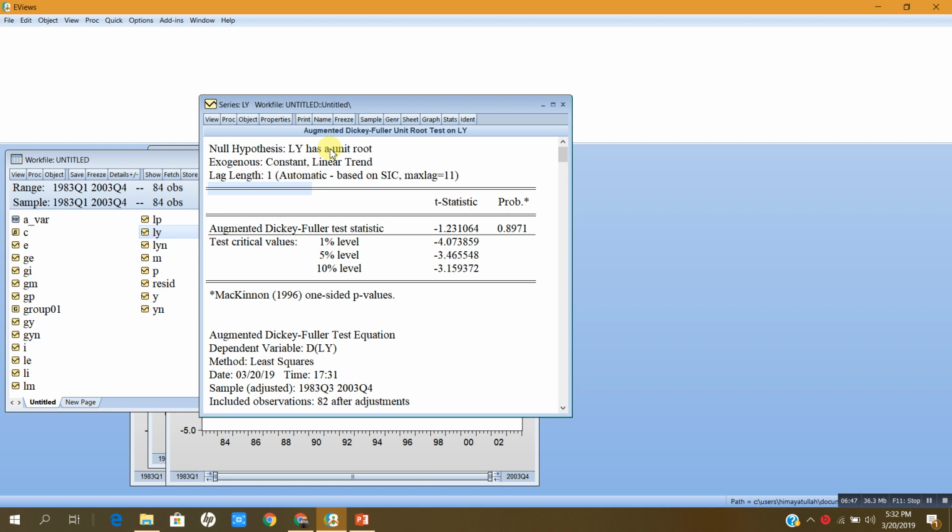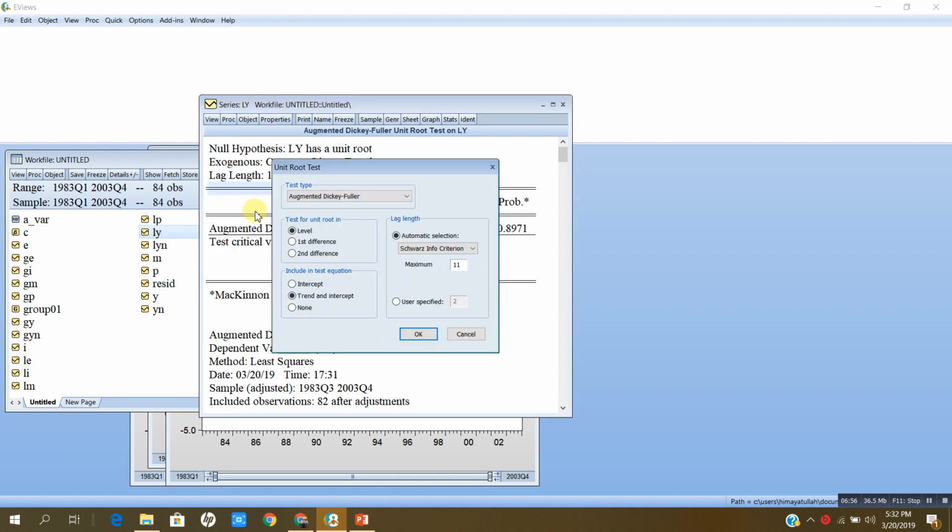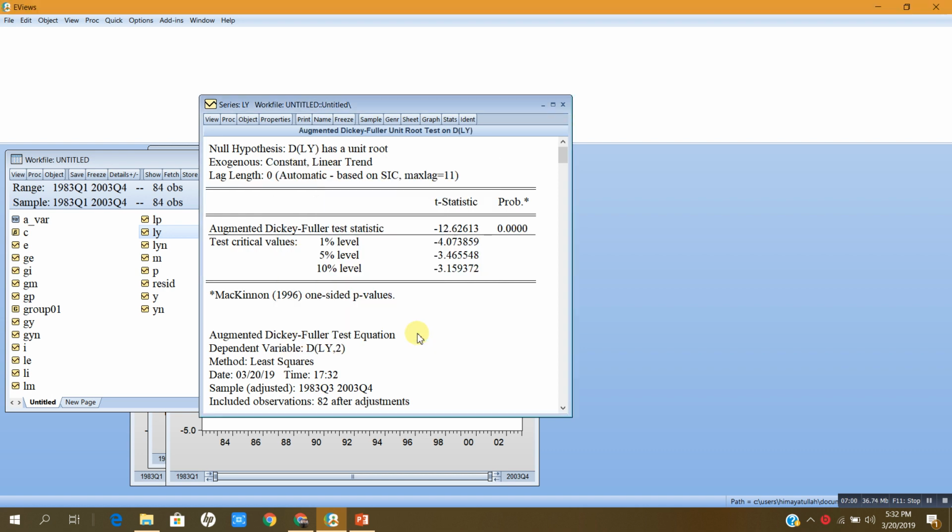So I will check its stationarity in difference form, the first difference. And yes, now I have corrected for the unit root of the log Y. So if I take first difference of the log of real GDP, then it is stationary. So I will take the first difference.